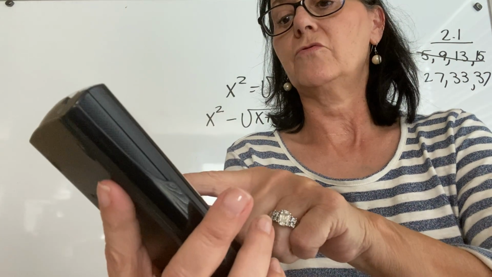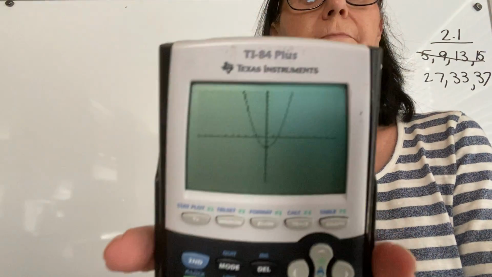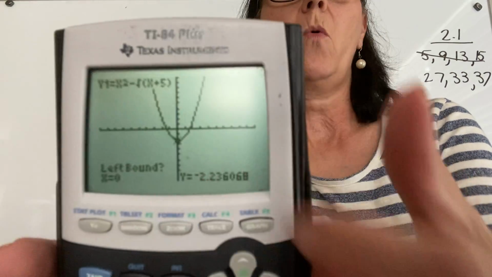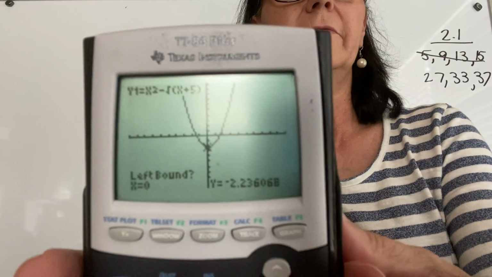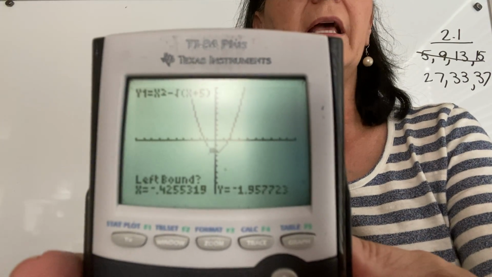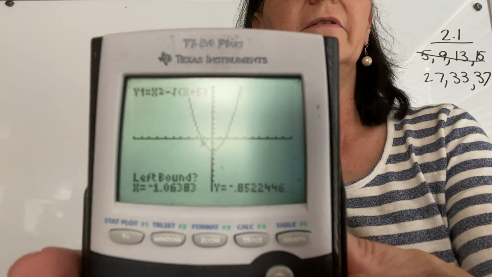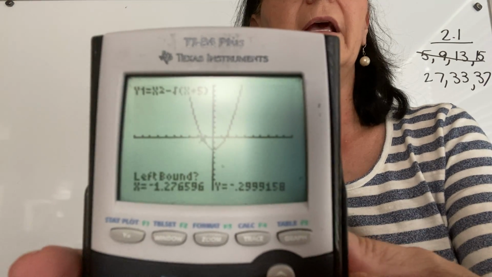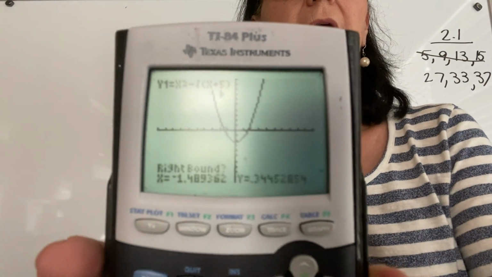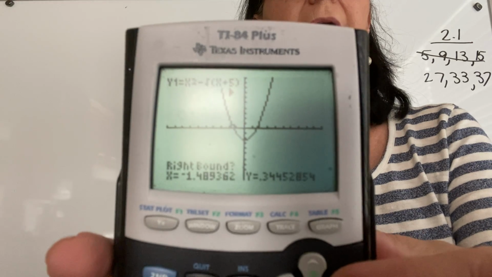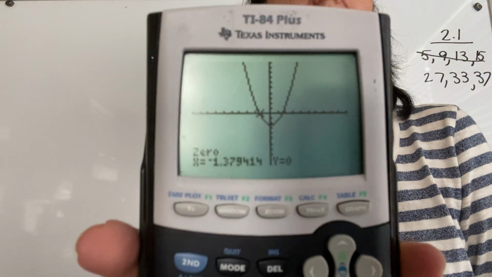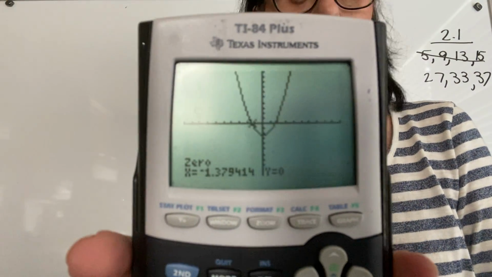All right, second, trace 0. I'm going to watch my cursor. I want to be in this quadrant where X is negative, Y is positive. All right, so I'm going to go left, watching that Y value. Y is negative, negative, negative, negative, negative, negative, positive. So that's going to be left bound. Then I'm just going to go right, 1. Make that Y negative and hit enter twice. All right, so that's your solution.